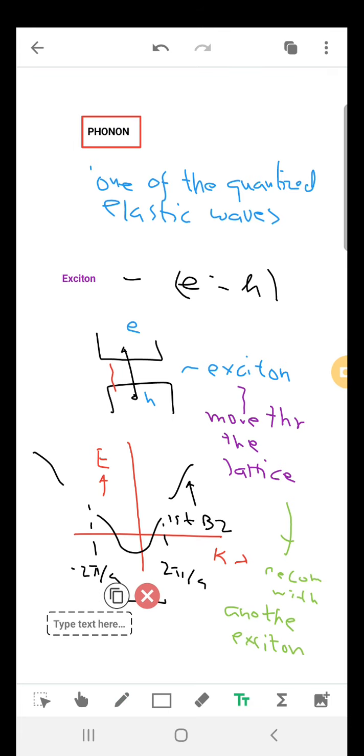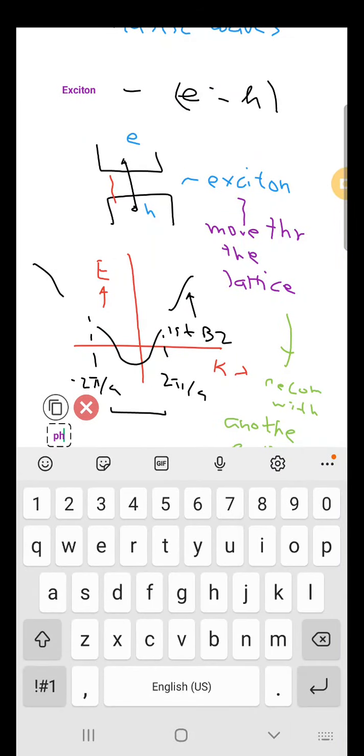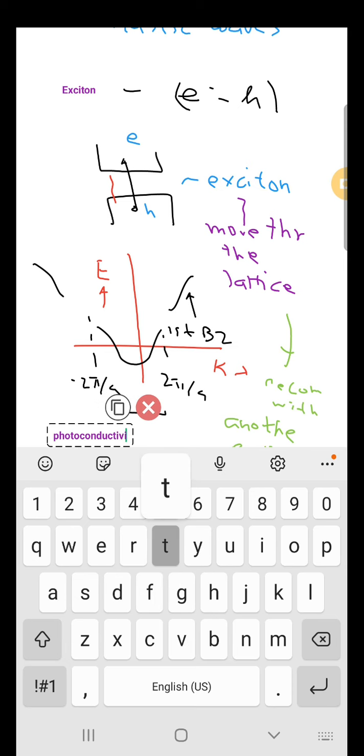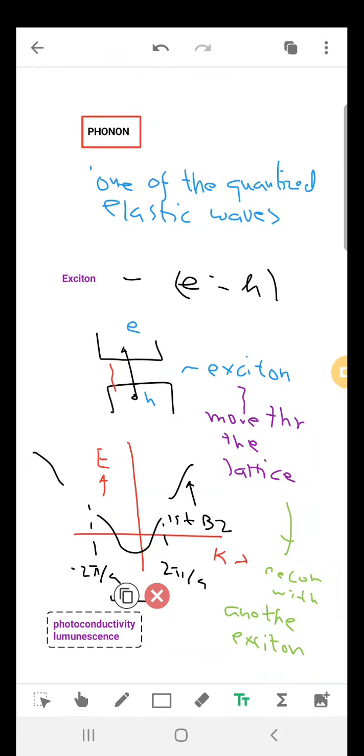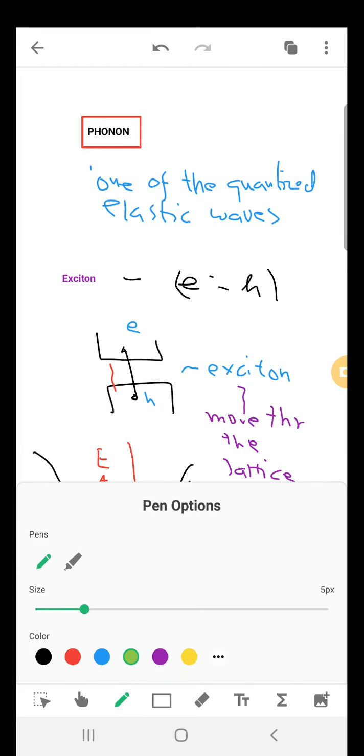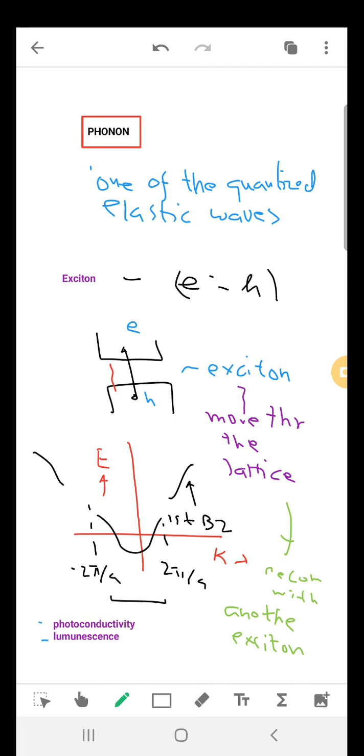So the photoconductivity and luminescence, these two can be explained with the help of this exciton.